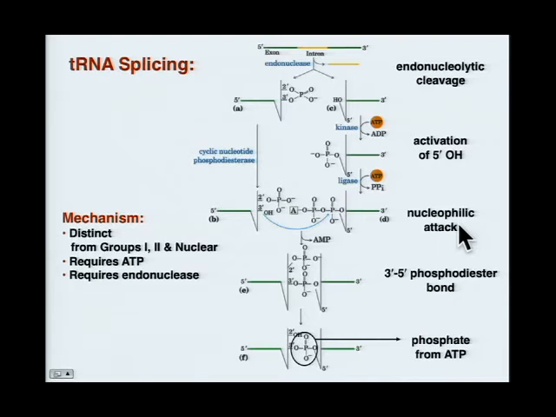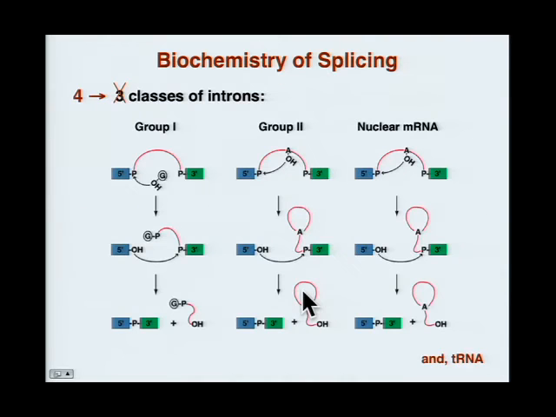Okay, and so this is more complicated. The things that you should remember are that the phosphate comes from ATP, and that this cyclic structure is formed. The endonuclease, for whatever reason, leaves things in such a state that we need to modify it to get it back to where it needs to be. We need to put a phosphate here, activate the phosphate, and ligate the two pieces together.